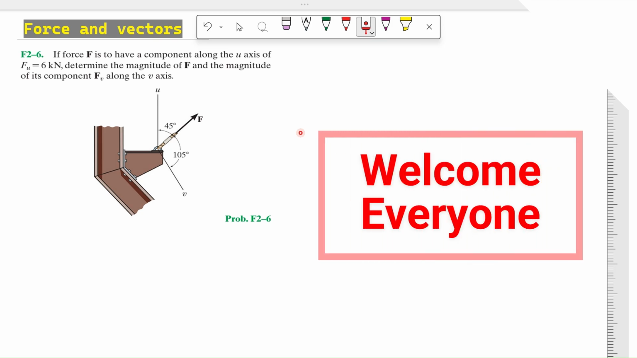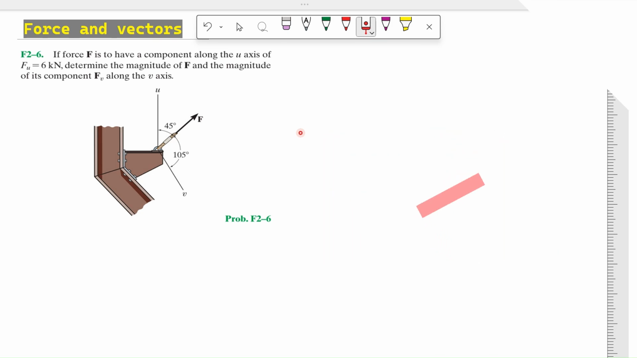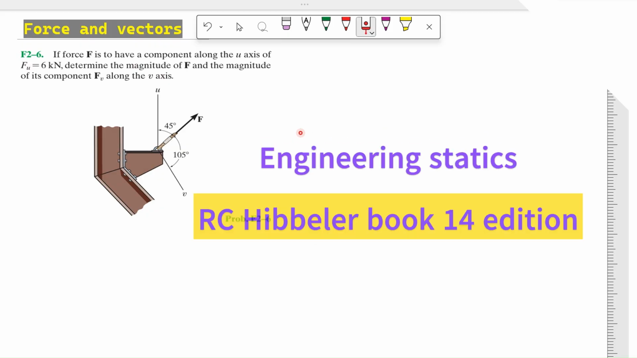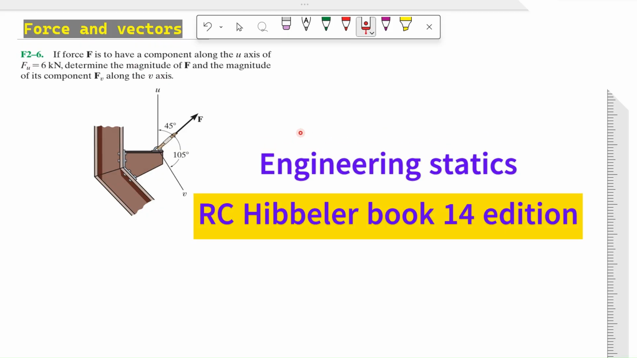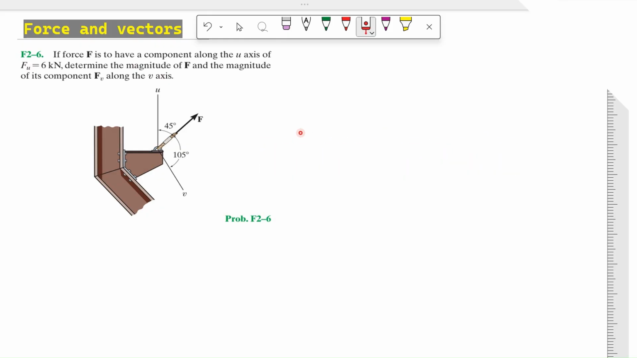Welcome everyone. In this tutorial, we will be solving fundamental problem number 6 of chapter 2, force and vectors. The problem states that force F is to have components along the U and V axes. We have this resultant force. It has one component along the U axis, which is 45-degree anti-clockwise from the resultant force, and we have another axis which is 105-degree clockwise from the resultant force.